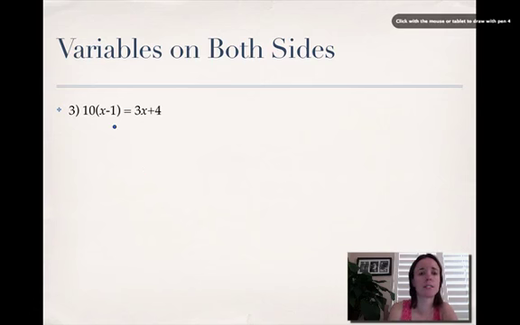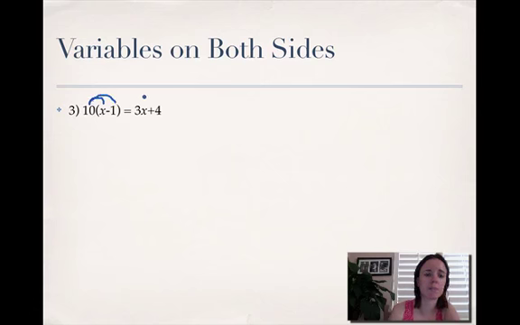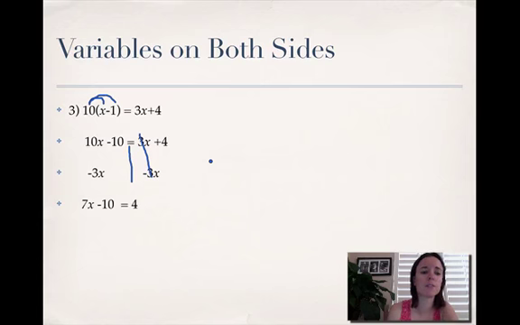Again, I've got parentheses. I have to do that distributive property. It's 10 times the quantity x minus 1 equals 3x plus 4. So I'm going to go ahead. I'm going to multiply my 10 through. So I get 10x minus 10 equals 3x plus 4. Here's my line of symmetry. I want to move my 3x this time. It's a positive, so I'm going to do the opposite. I'm going to subtract. So I subtract 3x on both sides. On the right, it's going to cancel. So I have 7x minus 10 equals 4.